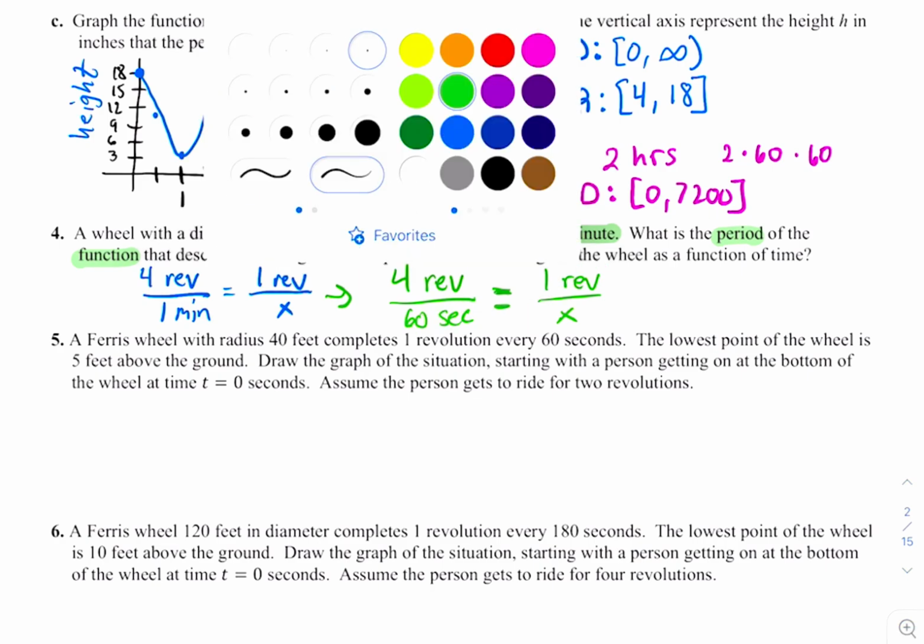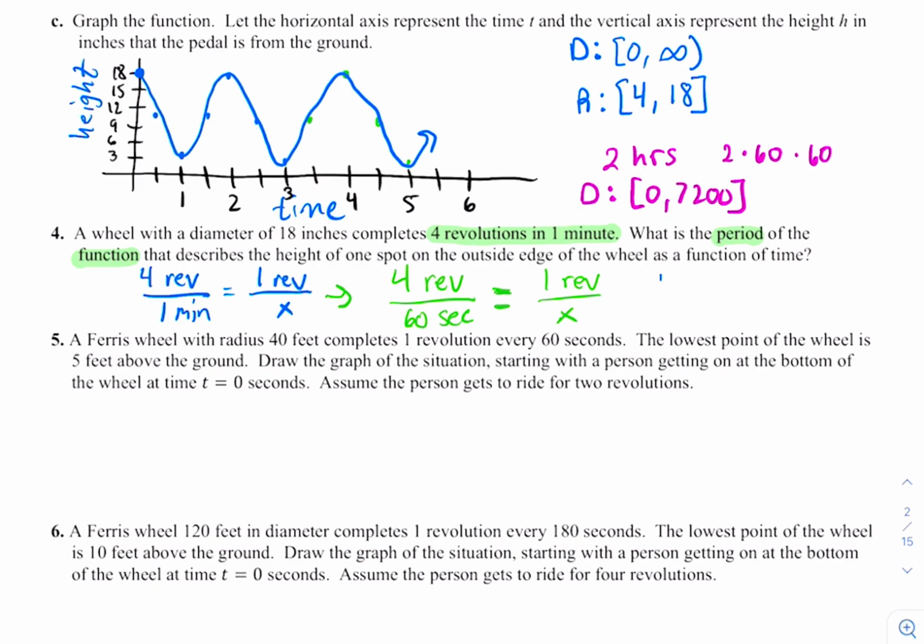So if I do that, 4 times x is 4x, 1 times 60 is 60, and then I'm dividing by 4. So my x is going to be 15 seconds. So that is the length of 1 cycle for this function. So it's going to take me 15 seconds to go around once of whatever I'm revolving around.